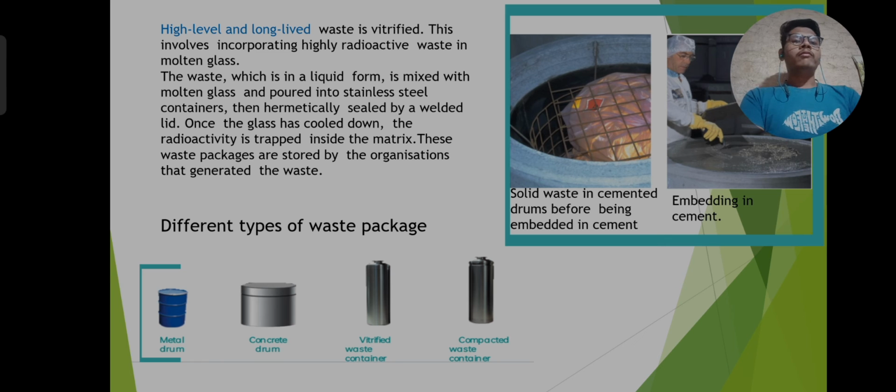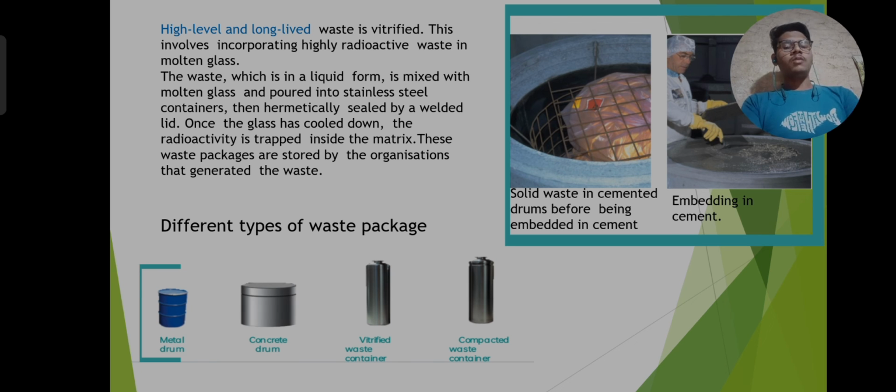High level long lived waste is vitrified. This involves incorporating highly radioactive waste in molten glass. The waste, which is in liquid form, is mixed with the molten glass and poured into stainless steel containers, then hermetically sealed by a welded lid. Once the glass has cooled down, the radioactivity is trapped inside the matrix. These waste packages are stored by the organisms that generate the waste.